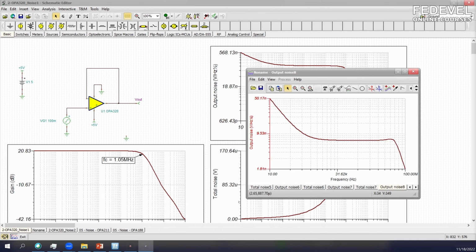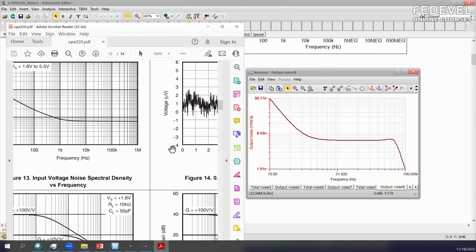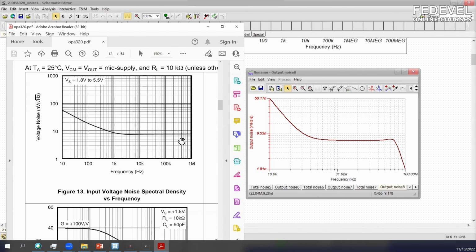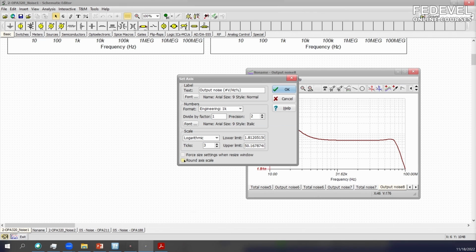And so usually you want to change this to a logarithmic axis to match the normal way these are displayed. And now I'm going to very quickly get the data sheet for this device. So in the data sheet, you can see the noise curve. And you can see, let's change the axis here to make this match a little bit similar.